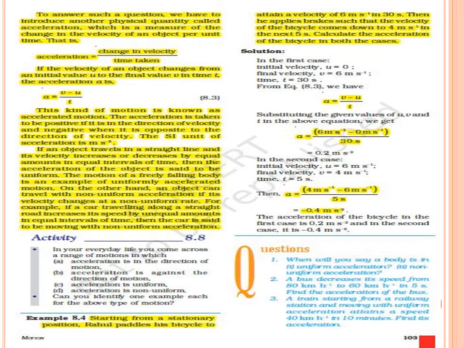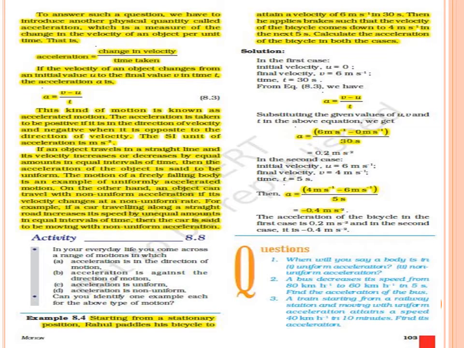One example is the motion of a freely falling body. Now, what is a freely falling body? Suppose a mango is falling from a tree. This is an example of a uniformly accelerated motion.